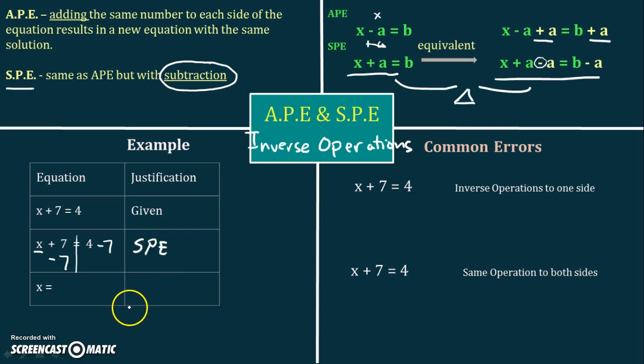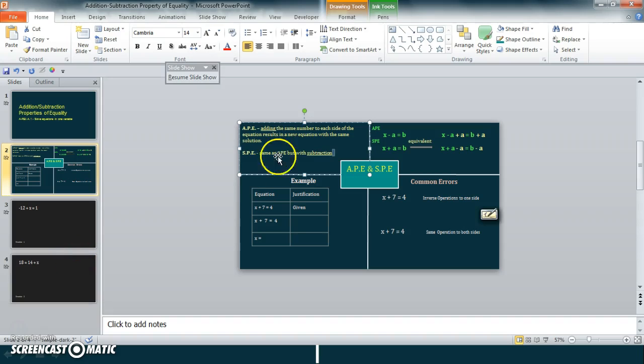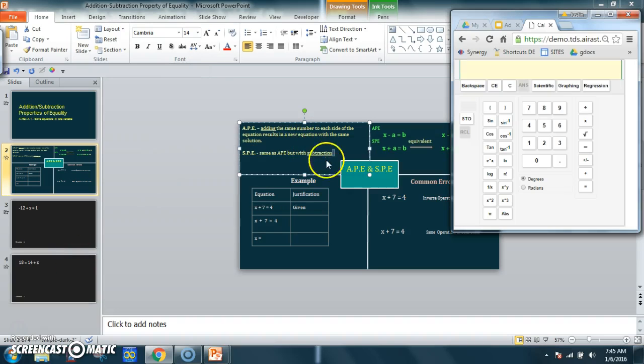Just like that. Now, how do I go from this equation to this equation? Well, x plus 7 minus 7, we know that plus 7 and minus 7 are opposite numbers. And we know that opposite numbers simplify to 0. So we've got x plus 0 is just x. And then if we simplify the right side, we've got 4 minus 7. And I don't know exactly what 4 minus 7 is off the top of my head, so I'm going to go ahead and use the calculator.